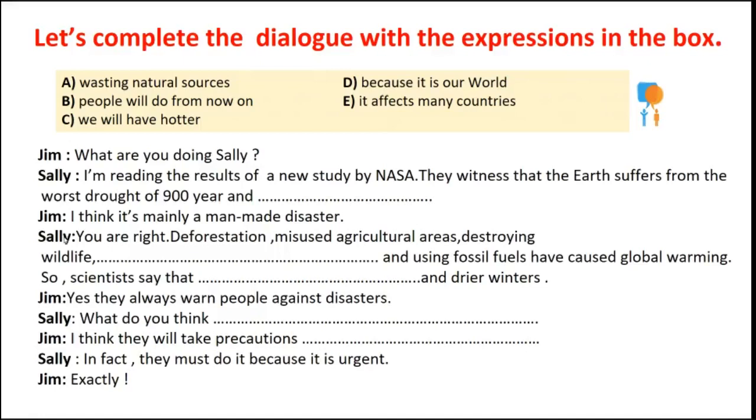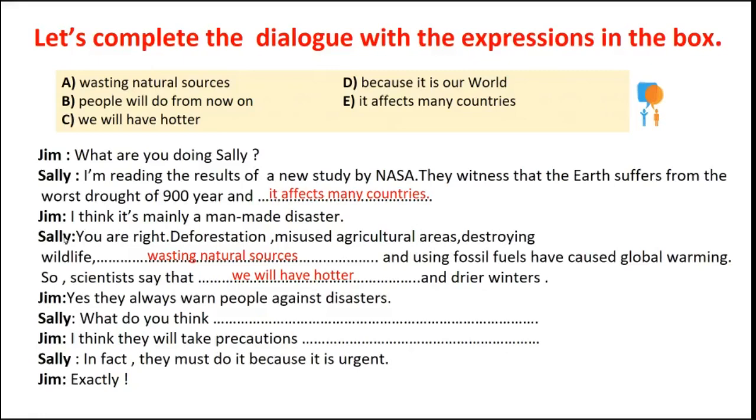Okay, ready? Let's start. Jim: What are you doing, Sally? Sally: I'm reading the results of a new study by NASA. They witnessed that the Earth suffers from the worst drought of 900 years and it affects many countries. Jim: I think it's mainly a man-made disaster. Sally: You are right. Deforestation, misused agricultural areas, destroying wildlife, wasting natural sources, and using fossil fuels have caused global warming. So, scientists say that we will have hotter and drier winters.